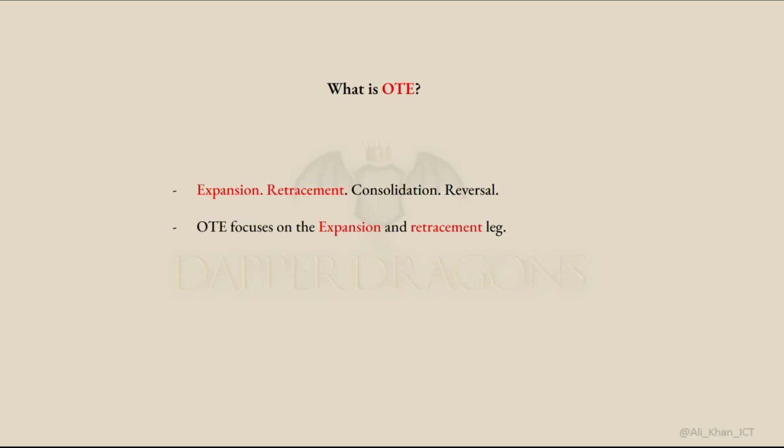Alright guys, so in today's lecture we're going to concentrate on the optimal trade entry, or OTE. So what is the optimal trade entry? The market moves in four different ways. We've got expansion, retracement, consolidation and reversal. The optimal trade entry focuses on the expansion and the retracement leg. It's an entry technique based on the retracement of a price swing.